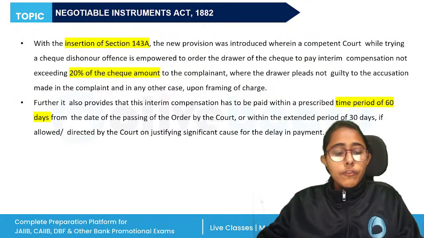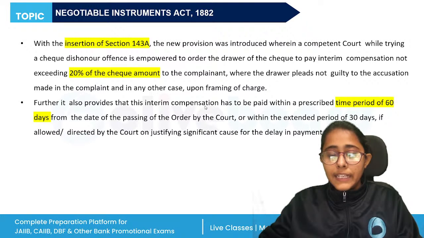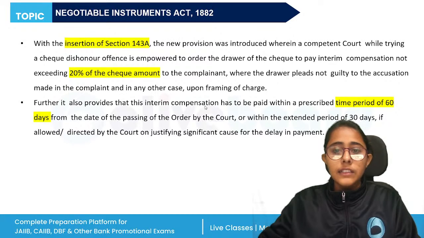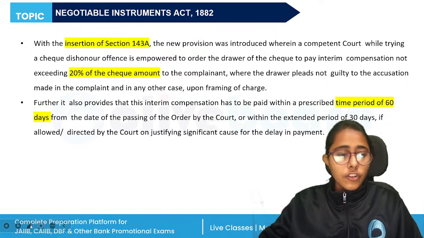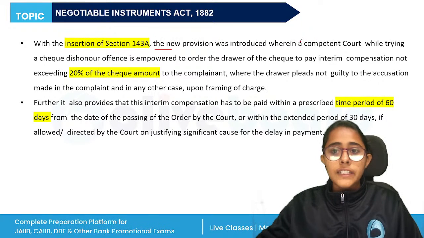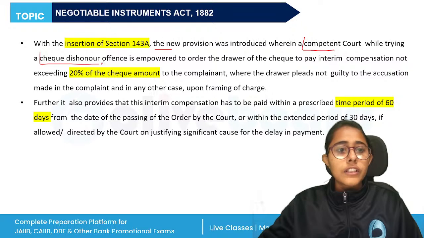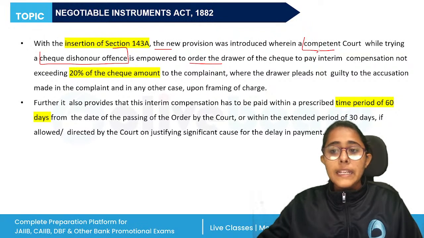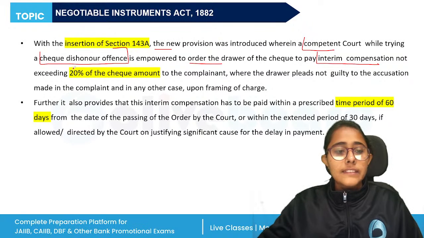All right. Foremost, the most important thing of this chapter is the insertion of section 143A in the Act. With this insertion of section 143A, what changes have been made? This new provision was introduced wherein a competent court, while trying a check dishonor offense, is empowered to order the drawer of the check to pay interim compensation not exceeding 20% of the check amount to the complainant, where the drawer pleads not guilty to the accusation.